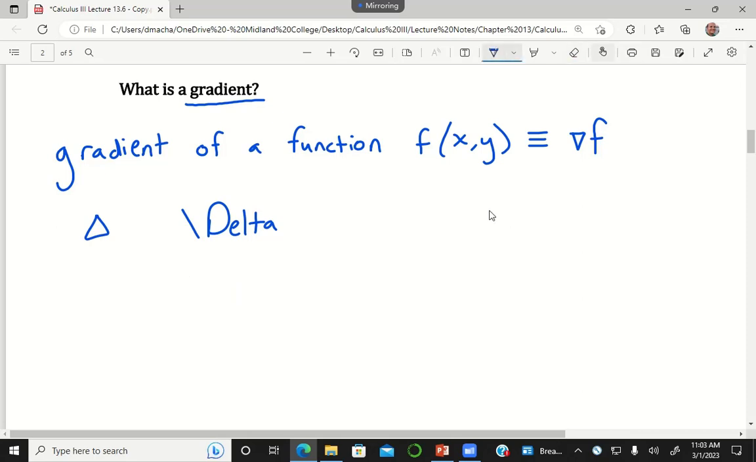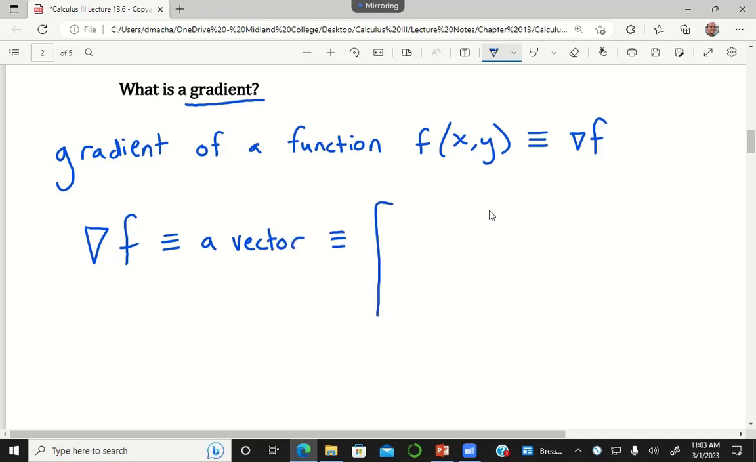Anyways, if I write nabla f anywhere, I'm talking about the gradient of f. And the gradient of a function f, if f is a function of two variables x and y, is a vector, and the entries of my vector are the partial derivative of f with respect to x and the partial derivative of f with respect to y.